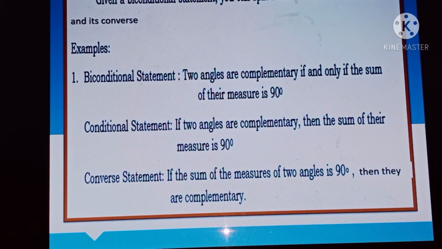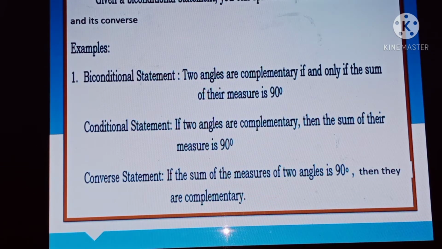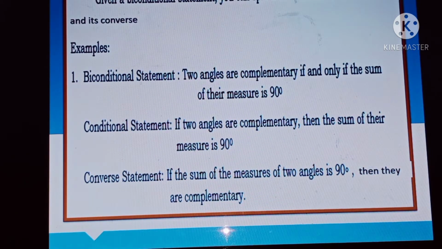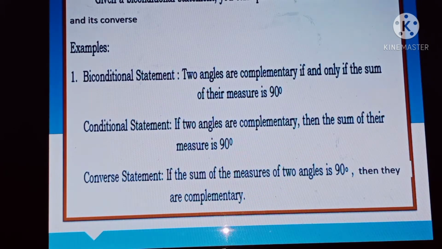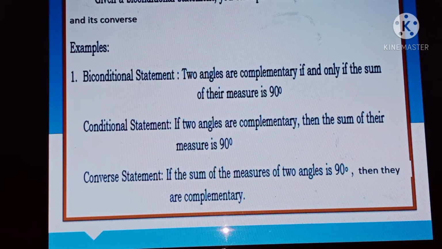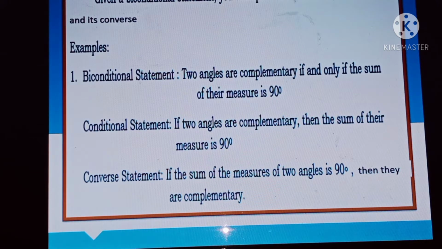So, sa pagbuo ng conditional statement, kung ano yung pagkakasulat sa biconditional statement, tutularan lang. Lalagyan lang natin ng if sa unahan for the hypothesis at then sa conclusion. So, si converse naman ay pagpapalitin natin o ipag-switch yung hypothesis sa conclusion. So, magiging: if the sum of the measure of two angles is 90 degrees, then they are complementary. So, yun yung given na biconditional statement, gagawin natin conditional statement, then gagawin natin converse statement.